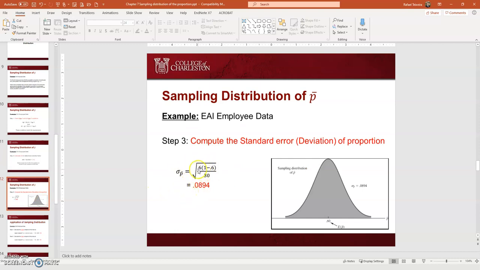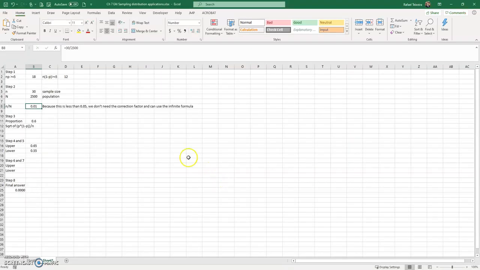Okay, so this is the formula. It's proportion multiplied by 1 minus proportion divided by sample size, and then we take the square root. So here's step 3. Here is another way of saying this formula: square root of p multiplied by 1 minus p divided by n. So let's implement that in Excel here.